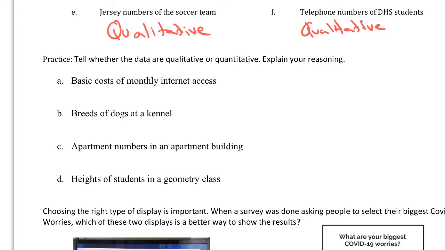So let's see. Part A, basic cost of monthly internet access cost. That's dollars. You could find the average of that. Your average cost, that would be quantitative. Breeds of dogs, that would be qualitative. Apartment numbers in an apartment building. Well, I wouldn't find the average apartment number, so that would be qualitative as well. And heights of students in a geometry class, that is quantitative.